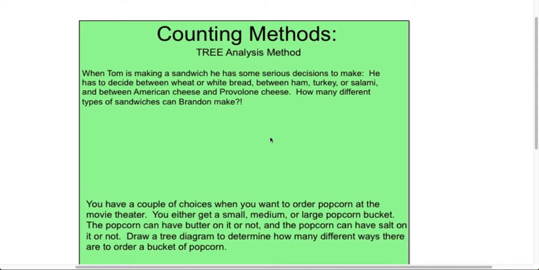Hello, everyone. Starting chapter 2 here. The theme of chapter 2 is basically how many different ways can we do something. Depending on how the question is phrased, there's a few different ways that we can figure that out. And so we're going to go over our first couple methods today.